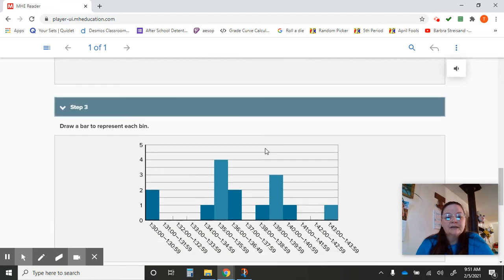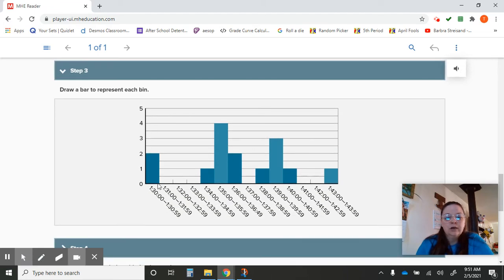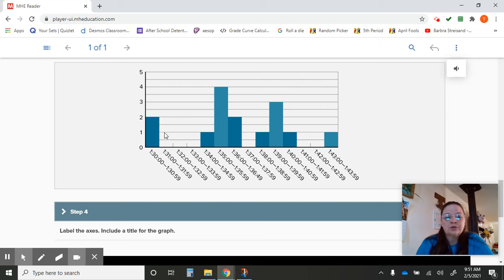Then we use that to make our bar graph. So notice that these ones are the wider bars because this data is continuous, so they can touch when we do that. And we just stack up each number that we put into our frequency table.